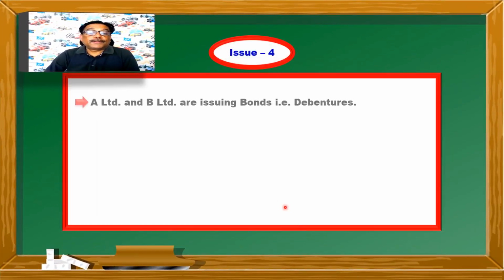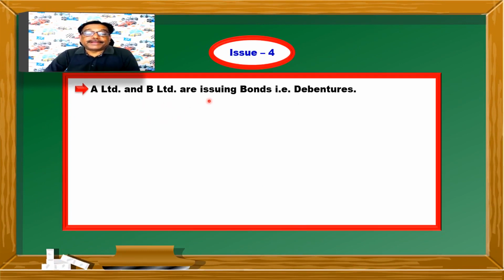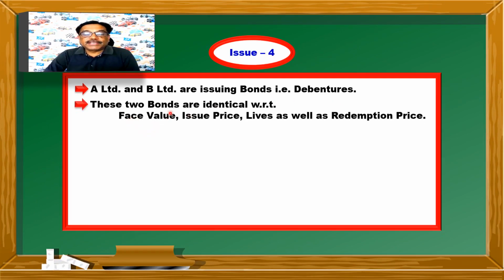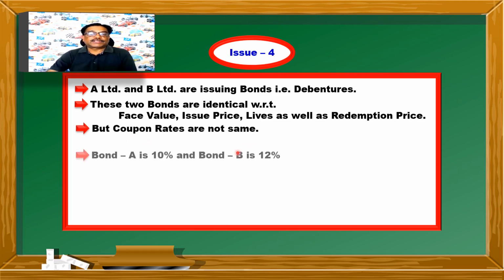Issue number 4. A Limited and B Limited are issuing bond. Bond means debenture. These two bonds are identical from the viewpoint of face value, issue price, their life and the price at which it is to be redeemed. But coupon rates are not same. Coupon rate means actually interest rate. Their coupon rates are not same.